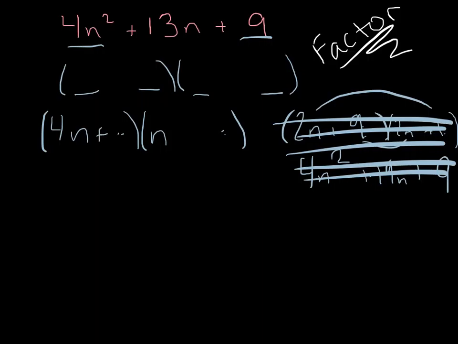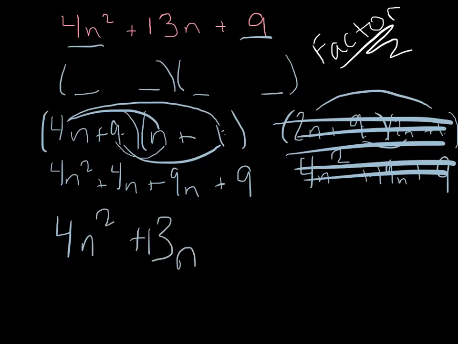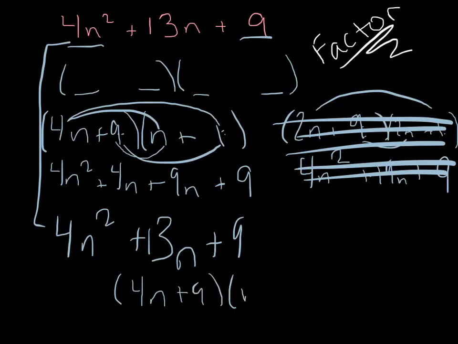And then if we put a 9 here and a 1 here, we get our 4n squared, we get our 9, and then we have 4n times 1 is 4n, 9 times n is 9n, and 4n plus 9n is 13n. That's what we want. So our answer is (4n plus 9)(n plus 1).